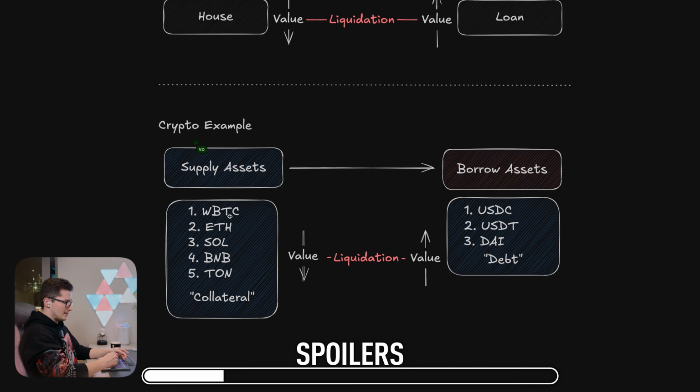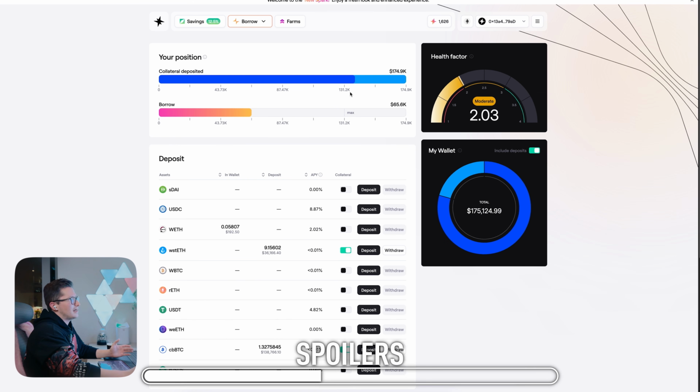Then the borrow assets, usually it's a stablecoin. So you can borrow some stablecoins against the collateral of the volatile assets. It's your collateral, it's your debt. The same, if the value of your collateral goes down, or if the value of your loan goes up, and your debt or loan or borrowed assets will be more or less equal to your collateral, you're going to be liquidated.